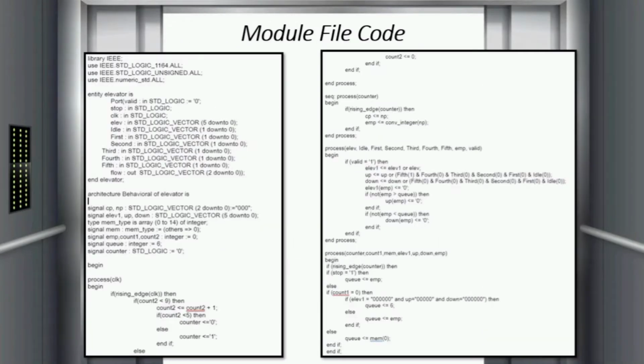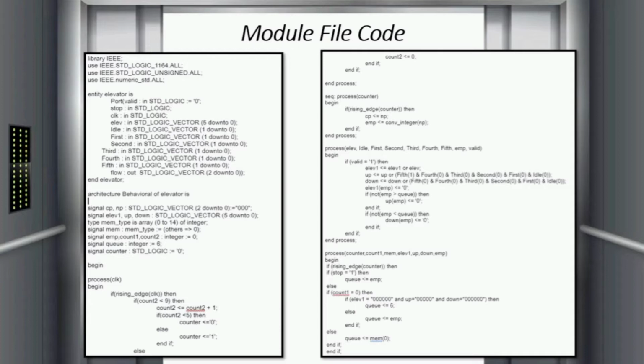In this slide, it shows the module file of the VHDL code of the elevator. It contains all of the inputs and outputs of the code. It also contains the processes of the code.